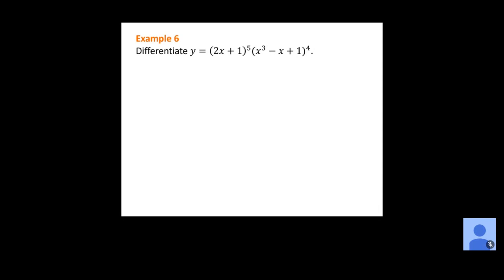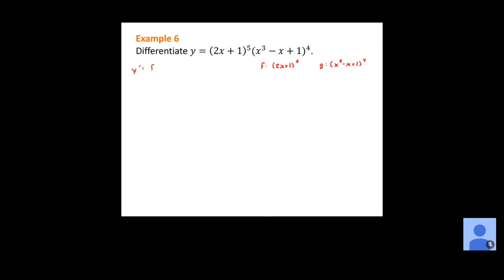Okay, perfect, right? So it's a product rule first and foremost, right? Because we have this 2x plus 1 to the 5th, and we're multiplying it by x cubed minus x plus 1 to the 4th. But then to find the derivatives of each of those pieces, we're going to have to use chain rule, right? So first step, let's go ahead and identify f and g. So again, I'm going to let f be 2x plus 1 to the 5th. And I'm going to let g be x cubed minus x plus 1 to the 4th. And that way, I know this is just going to be a product rule overall.